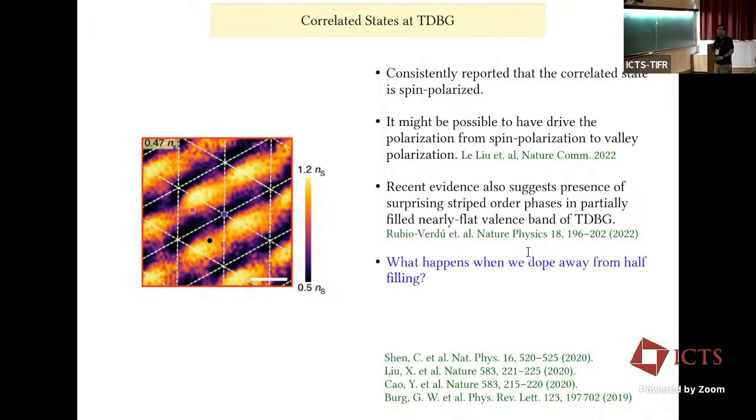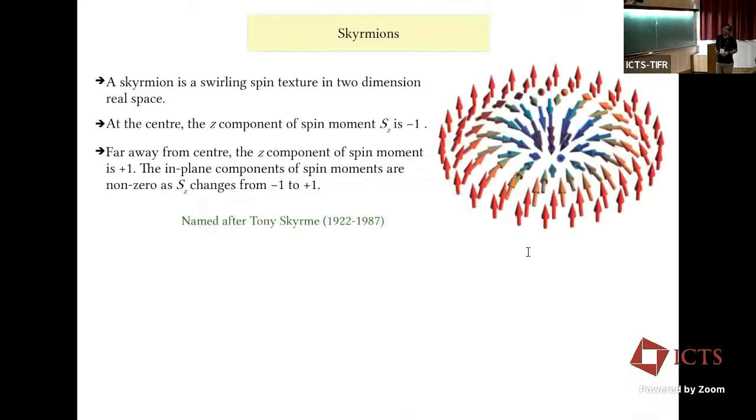All right, so this is the question we will be asking in this talk: what happens if it dopes away from the half filling? See, at half filling we have a ferromagnet, looks like a spin polarized ferromagnet. And our answer would be Skyrme crystal. We will talk about what a skyrmion is to start with.